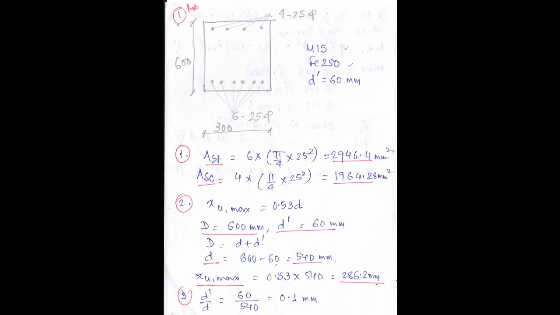In step number 3, we have the table, you remember. So in that table, what was the first row? D dash by D. So let us find out the value of D dash by D. What is D dash? D dash is 60. What is D? That is 540. So what is their ratio? The ratio comes out to be 0.1.